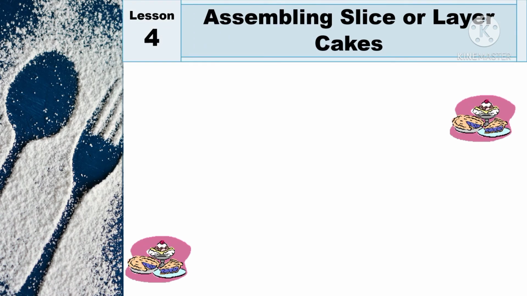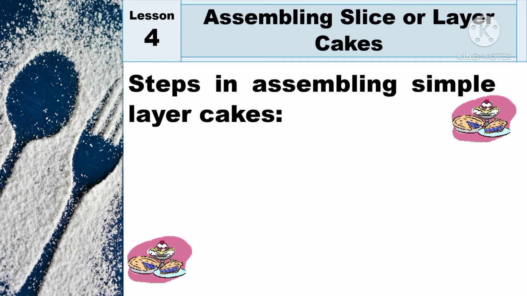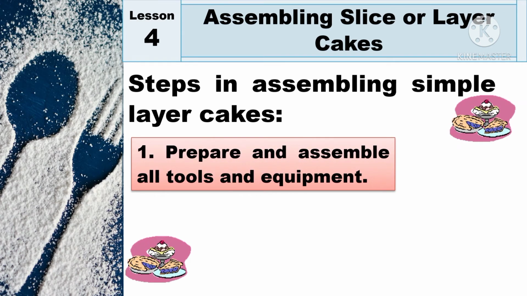Lesson 4. Assembling slice or layer cakes. We have here the steps in assembling a simple layer cake. First, prepare and assemble all the tools and equipment that you are going to use. Examples of these are the cake, spatula, filling, butter knife, toothpick, turntable, and pastry brush.